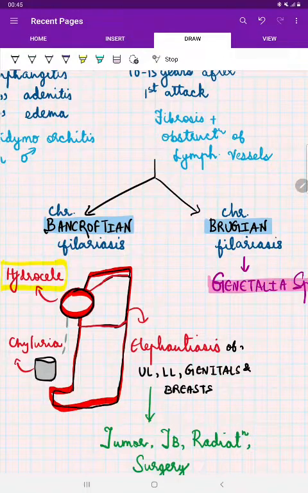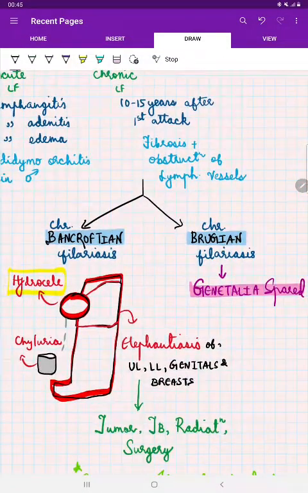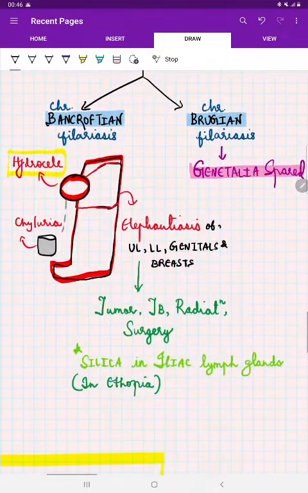Remember hydrocele. This hydrocele, that is involvement of genitalia, is not present in Brugian filariasis. Okay, this is very important. Again, one thing to note, other features will be present, but hydrocele, that is genital involvement, is not present in chronic Brugian filariasis. Usually in chronic diseases of this lymphatic obstruction, the chyluria will even be decreased.